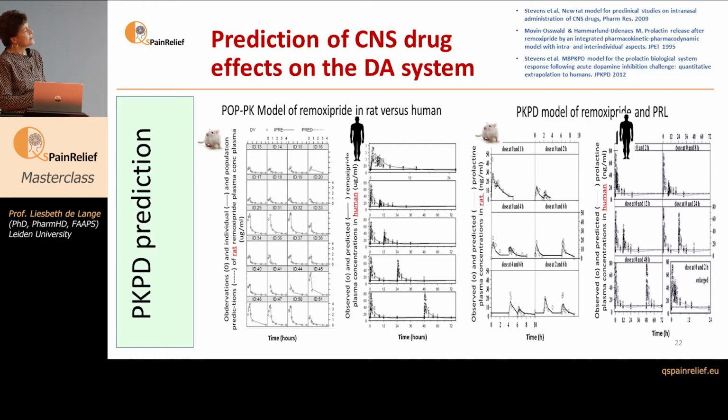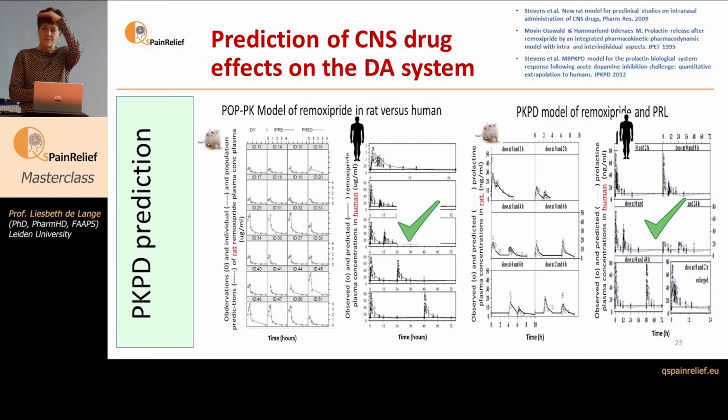Then the pharmacodynamic part of the model. So here we have, again, in red, prolactin, displayed in the double dosing design, so you can see that the model nicely captures what is happening there. And here you can see how, after translation from rat to human, we could also capture the double dosing design prolactin effects in human. So here we had a very good translation.